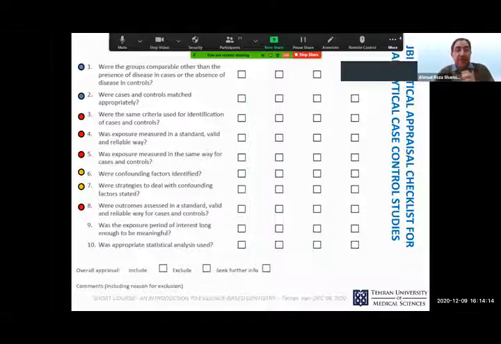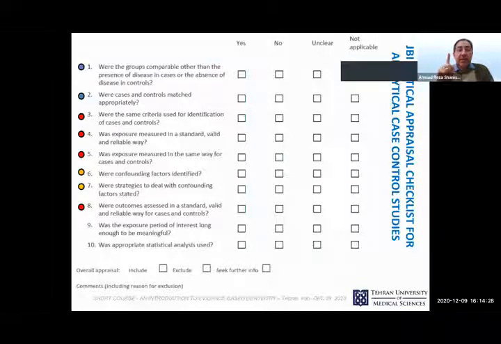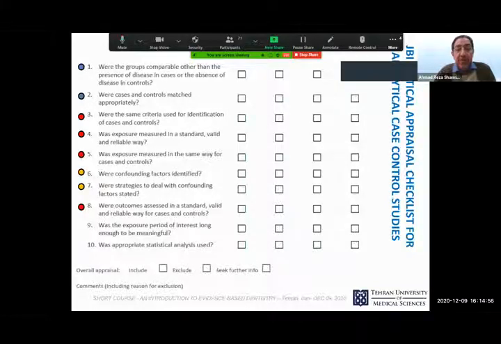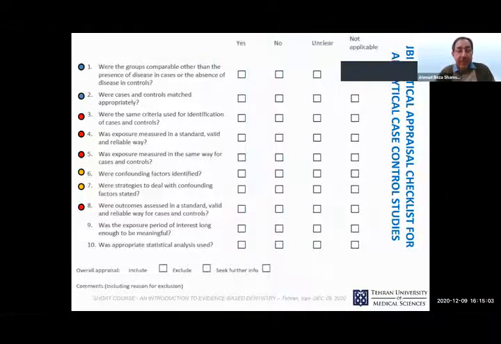The sixth and seventh questions point to the confounding factors. Were confounding factors identified? As I mentioned before, it's related to the causal network, and to literature reviews and the researcher's expertise in that field, to consider all variables affecting the outcome as potential confounders. And were strategies to deal with confounding factors stated?